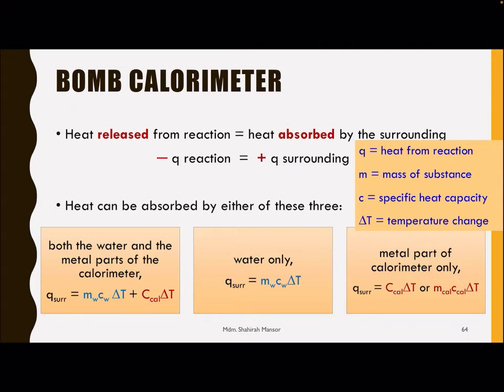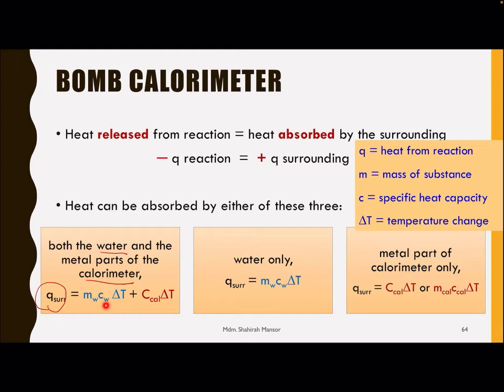The heat absorbed by the surroundings can be in these 3 ways. For the surroundings, we can have both water and calorimeter as the surroundings. If we have both water and calorimeter as the surroundings, the formula will be m_w c_w ΔT plus capital C of calorimeter ΔT. m_w is the mass of water or solution.